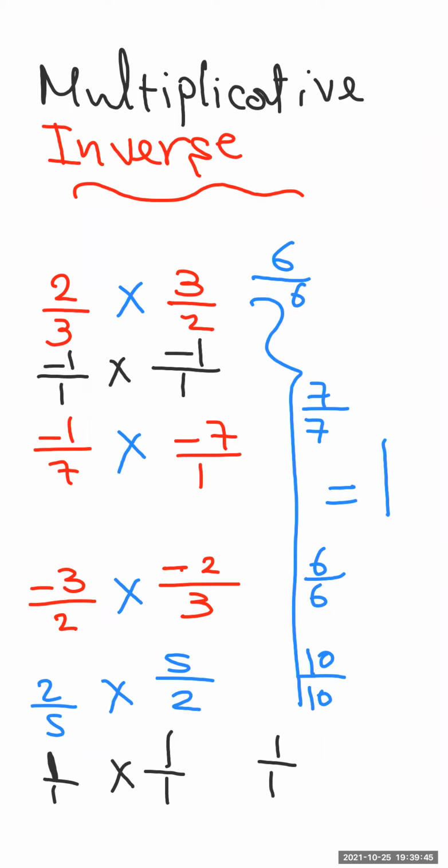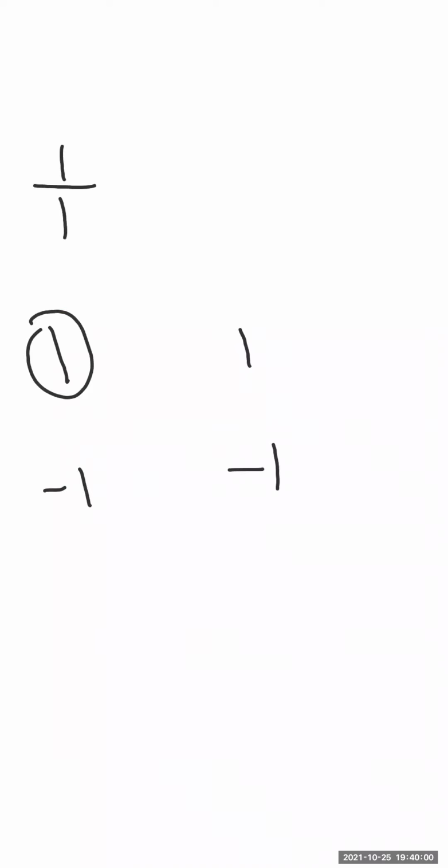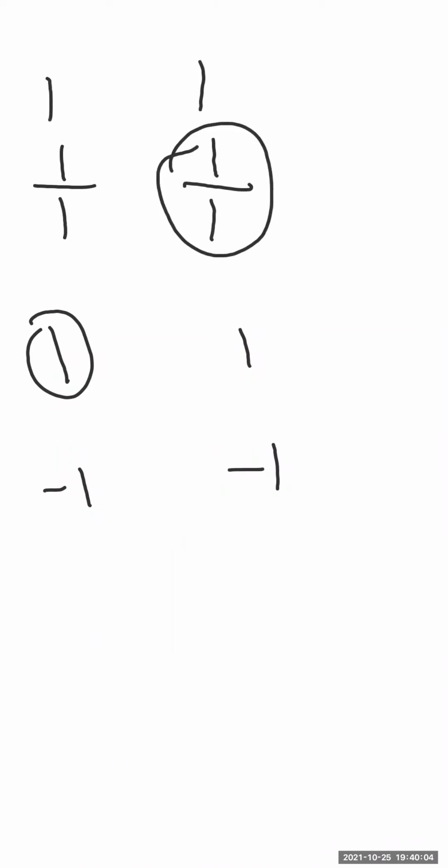Exactly. The multiplicative inverse of 1 is 1. Negative 1, also negative 1. Okay? Because 1 here is 1 over 1. If you flip the number, it will still be 1 over 1, which means 1, right? So the multiplicative inverse of 1 is 1. And of negative 1, also it's negative 1.